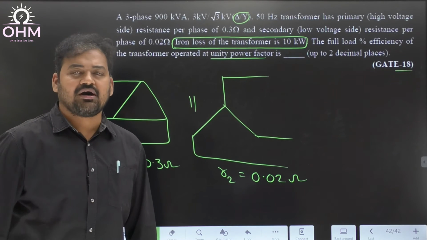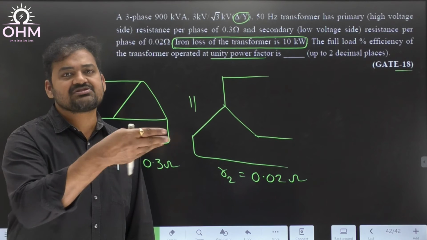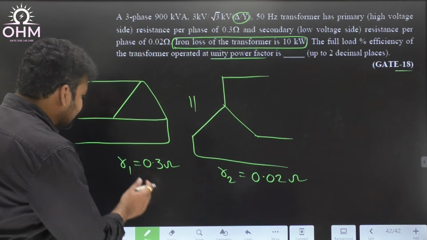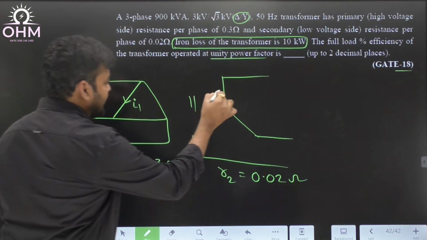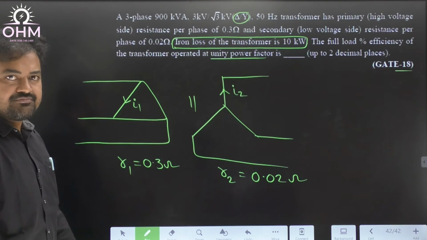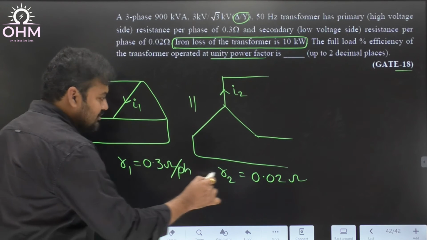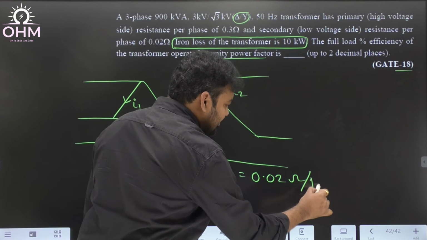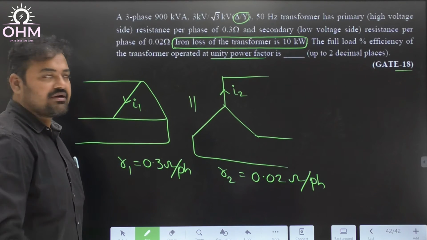If you know resistance value, how to find out copper loss? I square into R, but the machine is a three-phase machine, so you have to multiply with 3 I square R. So I need what is the current passing through every winding in primary as well as in secondary. If I know that, I can easily answer. Remember, this is resistance per phase. As both are resistances per phase, you need current passing through each phase. I need phase current, not line current.